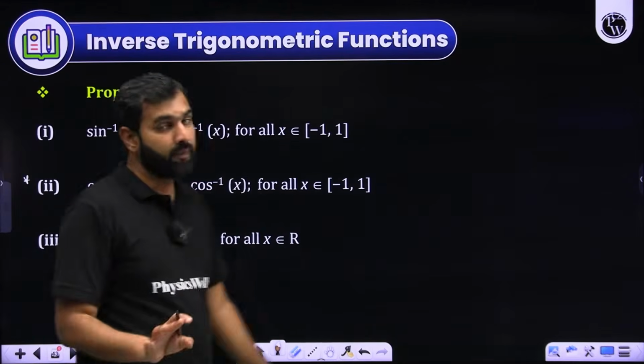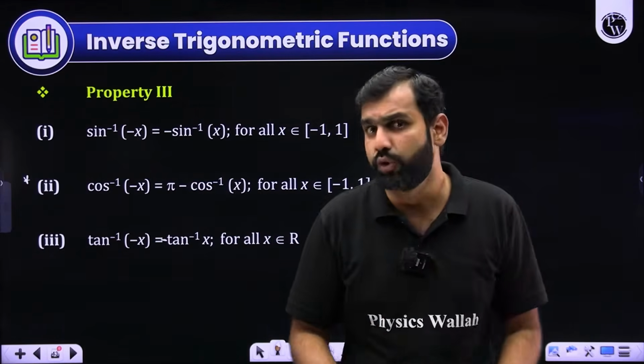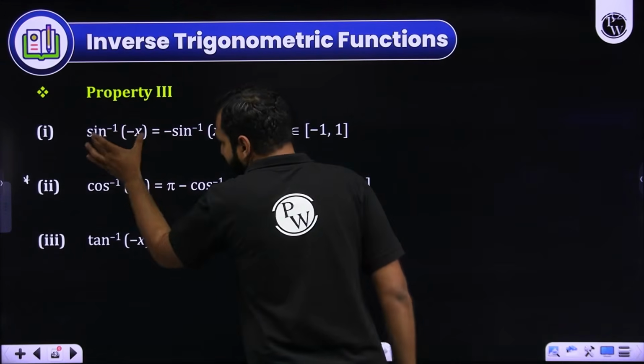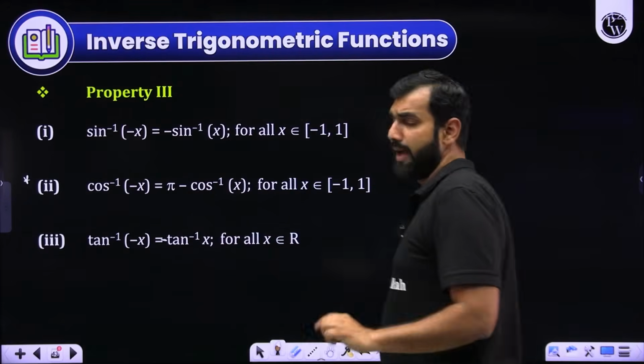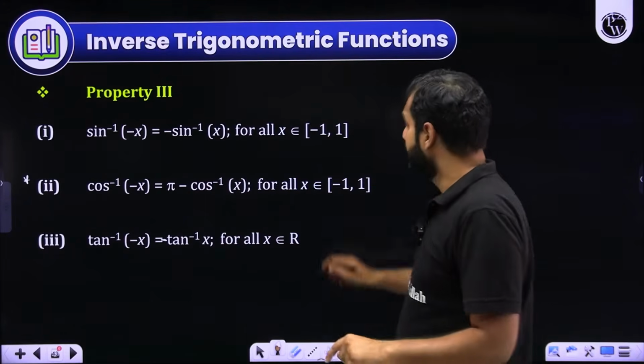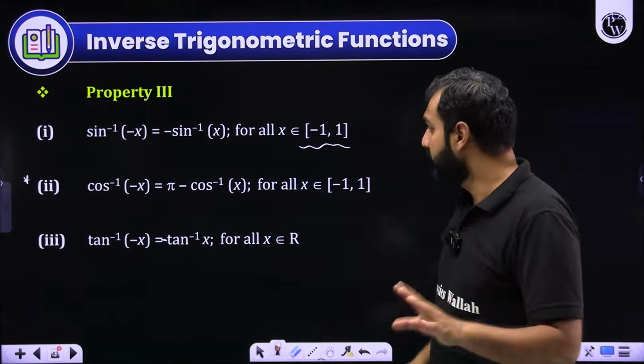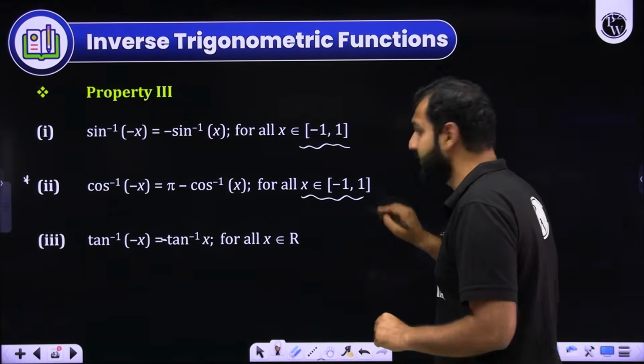And also, don't forget that this is not always true. This comes with a constraint: if you are writing sine inverse of minus x as minus sine inverse x, then yes, x will be between minus 1 and 1. The same will be true for cos inverse x as well.